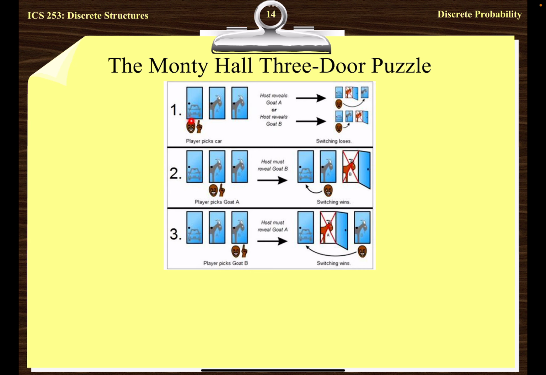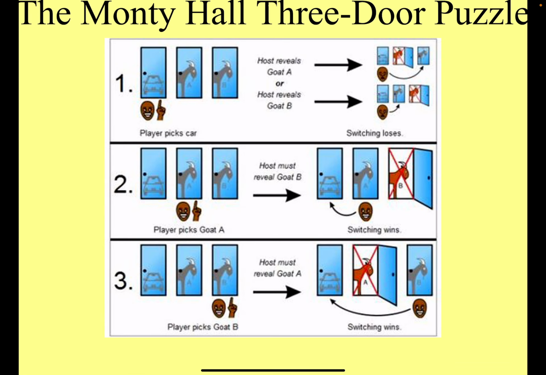So now, let's look at what is the probability of winning if I do not change. In the first case, am I going to win or lose if I don't change? Win. What about here? Lose. What about here? Lose. So, what is the probability of winning by not changing? 1 over 3, right? 1 over 3.